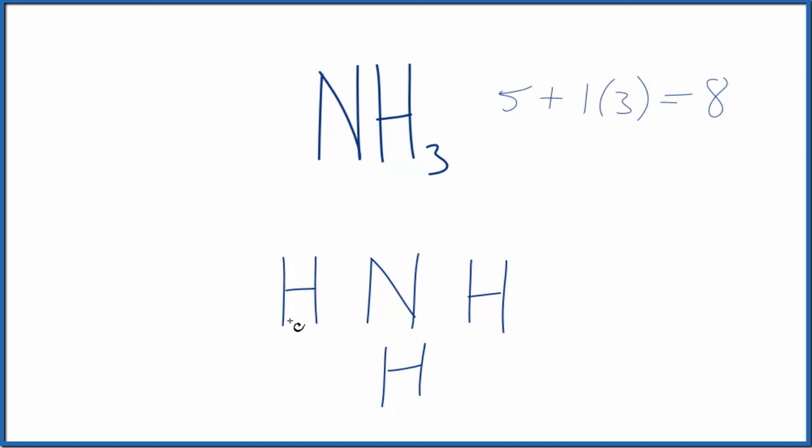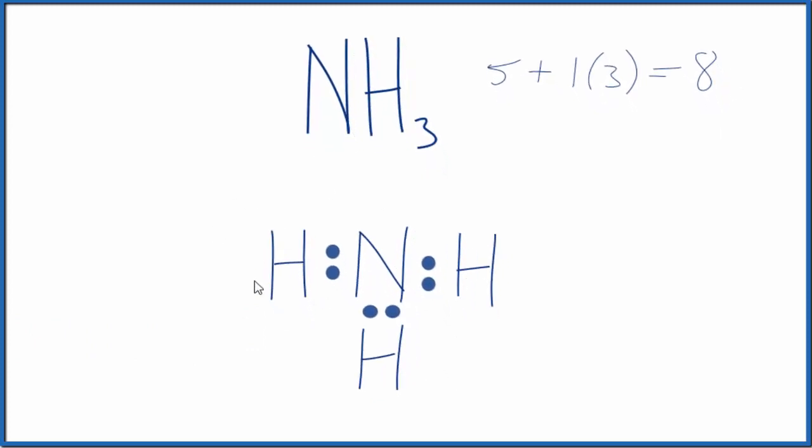At this point, we can start putting in electrons. We have a total of 8 valence electrons. Put 2 between these atoms here. That forms the chemical bonds. So we've used 6 electrons so far. When we look at the hydrogens, they have 2, so they're satisfied. Put the last 2 here on the nitrogen, and it has 8 valence electrons. So this is a very good Lewis structure for ammonia, NH3.